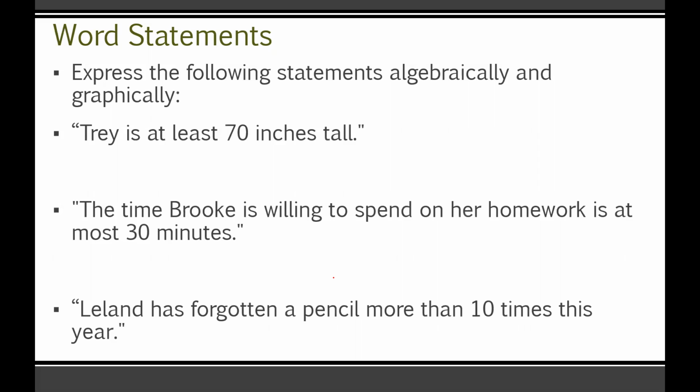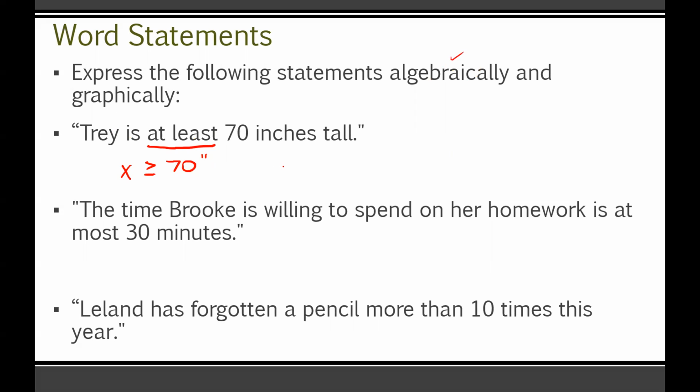Okay, so the first one, Trey is at least 70 inches tall. So that means he could be 70 inches tall, because at least means that could be his height, or he could be greater than that. So how about we say if x represents Trey's height, we could say x is greater than or equal to 70. And if you wanted, you can even say 70 inches. This little thing here means inches. Okay, now that's our algebraic statement.